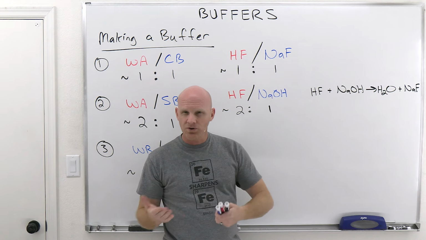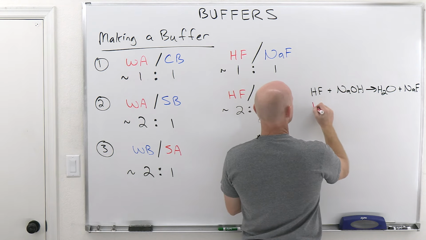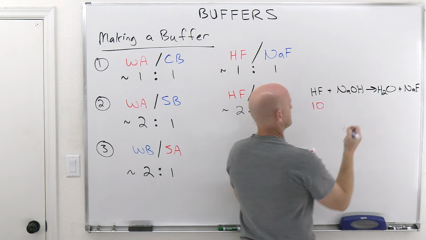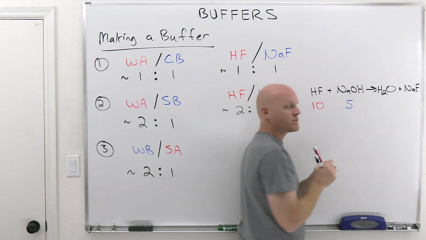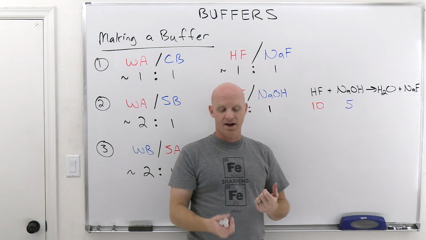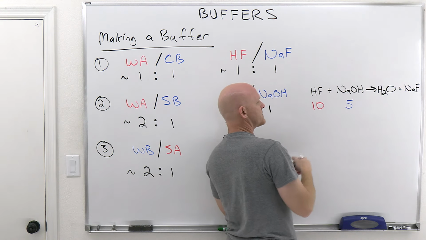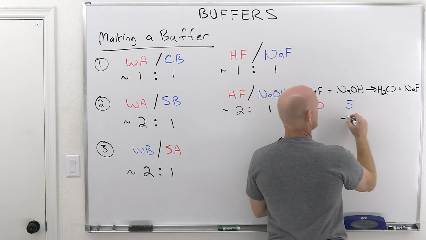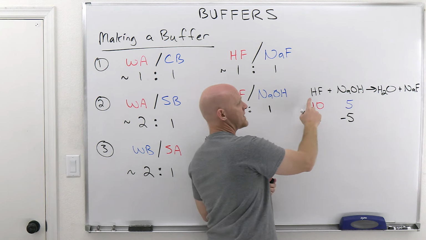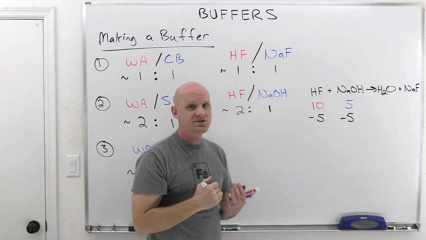And instead of doing exactly 2-to-1, I'm going to do 10-to-5 so you can kind of see what's going on. If we mix these in a 10-to-5 ratio, and this reaction is going to completion, you could treat this as a limiting reagent problem now. Which one of these is going to run out first? Well, the NaOH would run out first, and so we'd use up all 5 moles of it. But since these react in a 1-to-1 ratio, you're going to use up 5 moles of the HF as well.